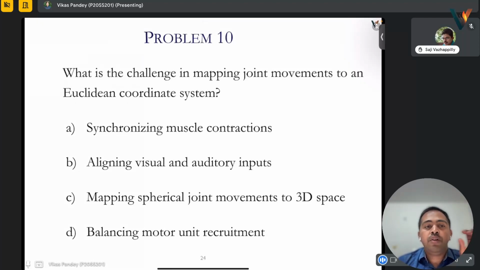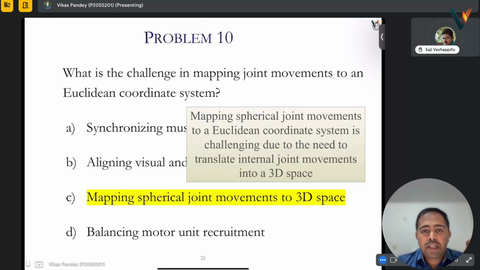What is the challenge in mapping joint movement to a Euclidean coordinate system, like the normal x, y, z coordinate system we talked about? Why is it not possible to put our joint movements in this system? What is the challenge in it? I think mapping joint movements to 3D space is challenging due to the need of translating internal joint movements into 3D space, right? Because there are not just XYZ movements, there are also spherical joint movements, like a ball and socket movement here. These things are difficult to map in a Euclidean coordinate system.